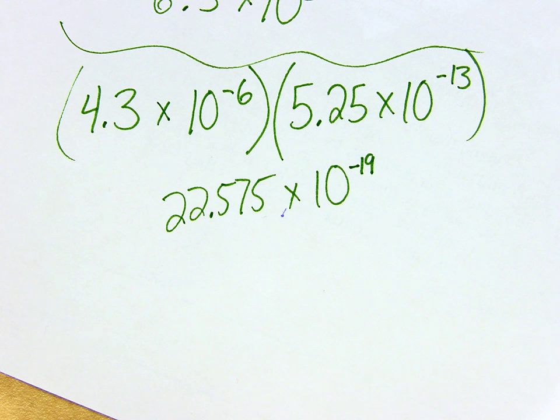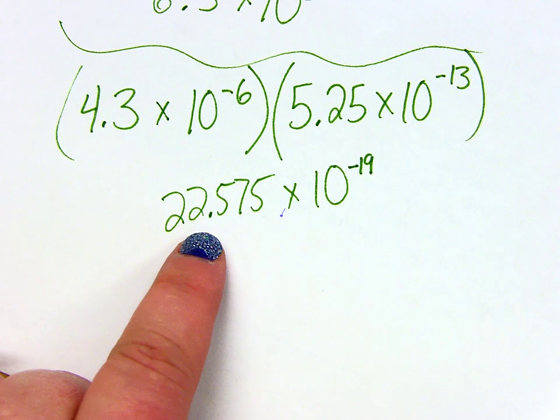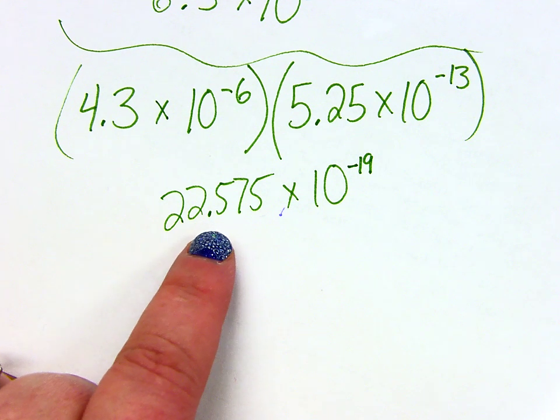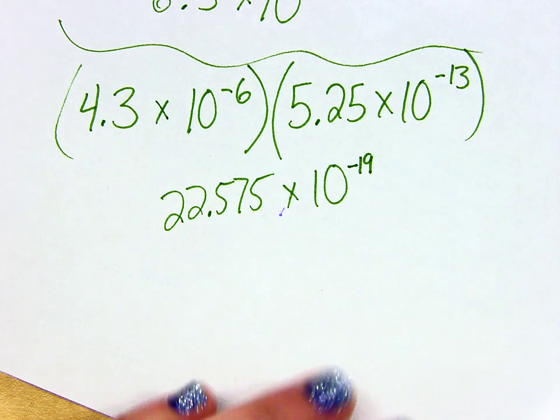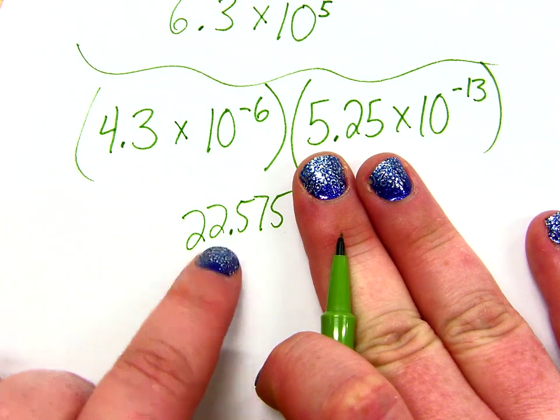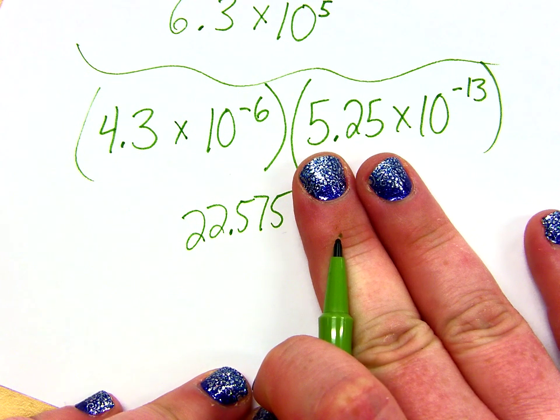You have to move the decimal one to the left and then add to the negative 19. So it's negative 18? This is where everybody messes up, right? Yes, I need to move that decimal one place. So I really want this number to be 2.2575, because that would give me a number between 1 and 10. Ignoring the rest, if I change this to 2.2575, that would be times 10 to the what power?